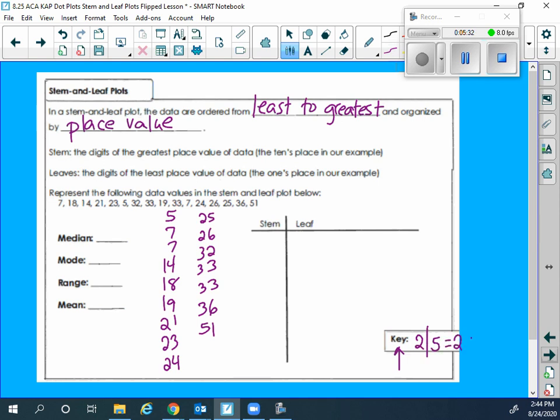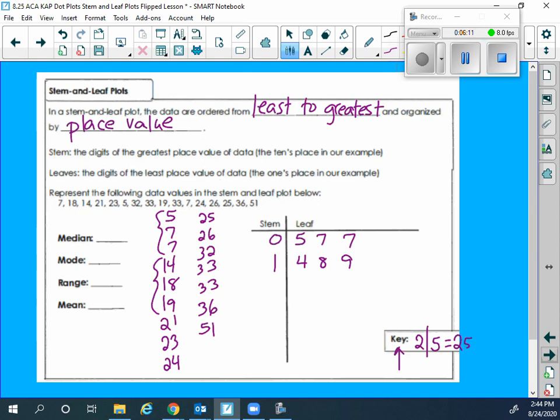2|5 equals 25, okay? So what I mean is, when my tens place right up here is 0 and I have 5 and 7, I would have 0 in the tens place, 5 in the ones place. And I also have a 7 and a 7. So the way you read this is 5, 7, and 7. That was all 0 in the tens place, okay? Then I have a 1 in the tens place for my stem, and then I have 4, 8, and 9. So the way you read this is 14, 18, and 19 over here.